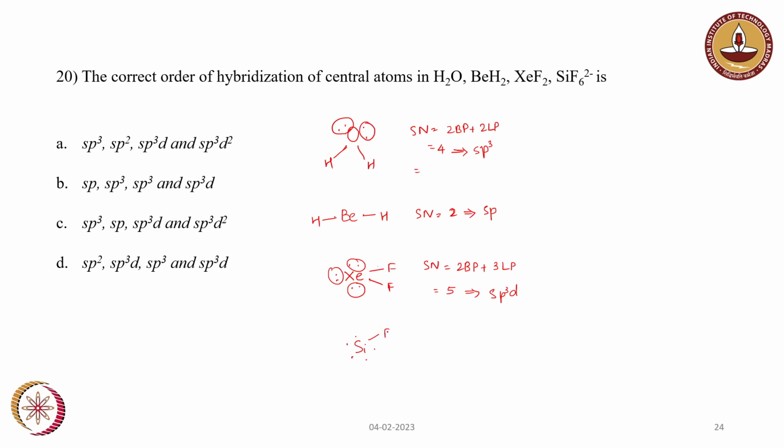And if we form bonds with 6 fluorine, the steric number is 6 bond pairs. So to accommodate 6 bond pairs, we'll need 6 hybrid orbitals. So it will be sp3d2. So option C is the answer.